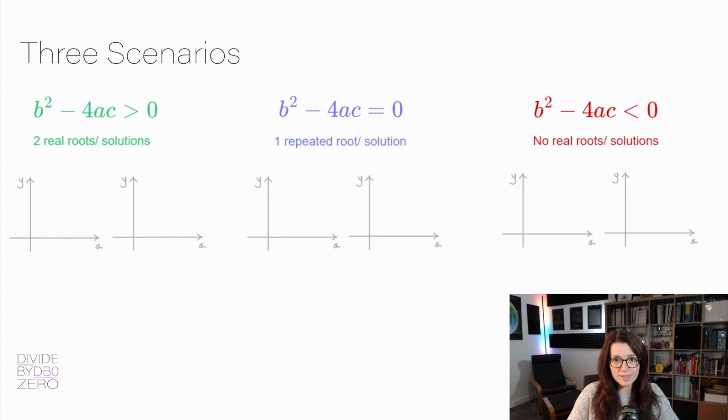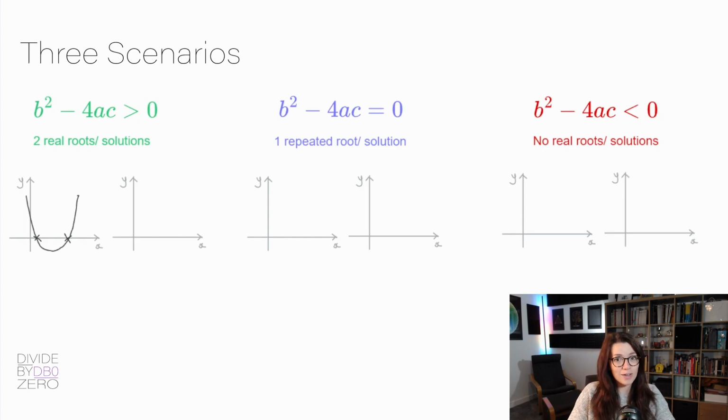So scenario 1, the discriminant b squared minus 4ac is greater than 0, and that means you're going to have two real roots or solutions. So on a graph, if we were looking at just a quadratic graph, that might look something like this, because the graph will cross the x-axis at two distinct points or have two real roots.